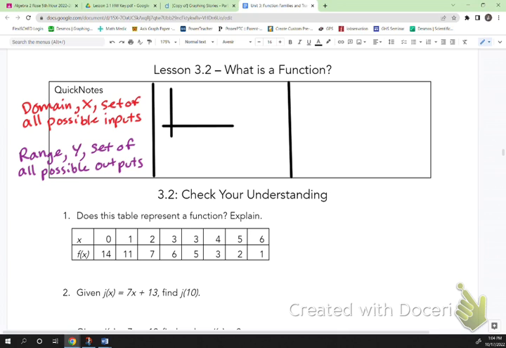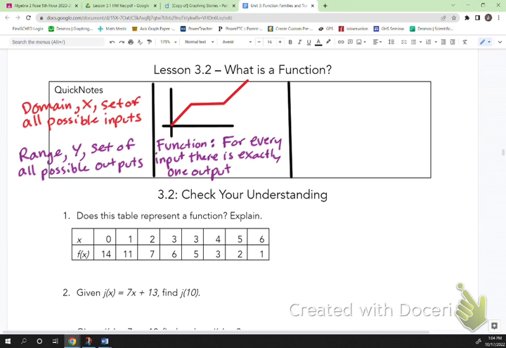For this next one, a little sketch of a graph. So this is the definition of a function. For every input, there is exactly one output.